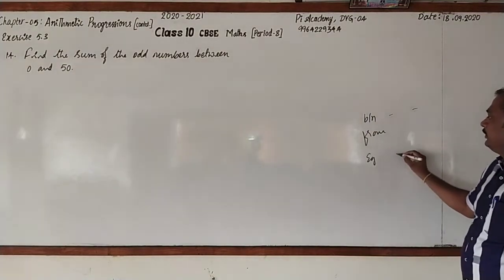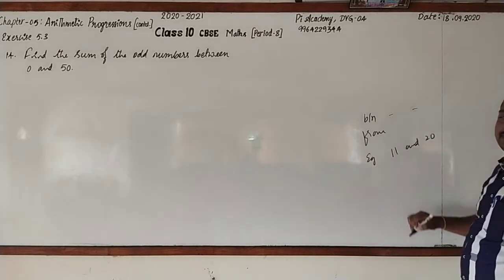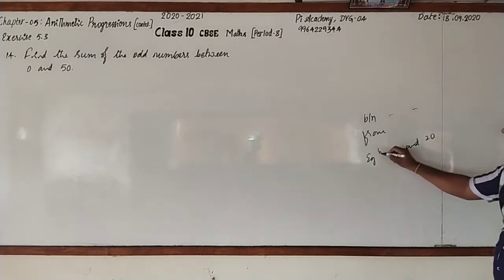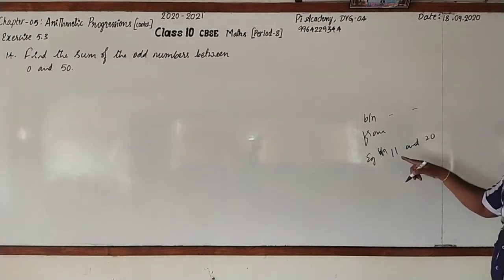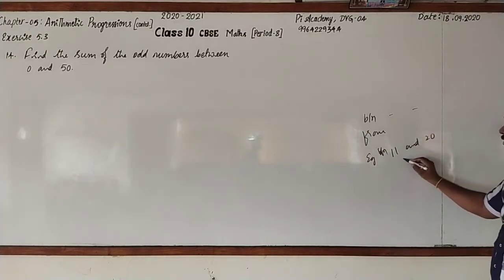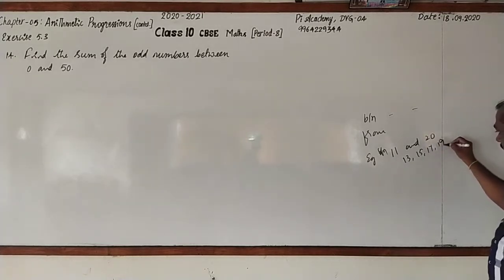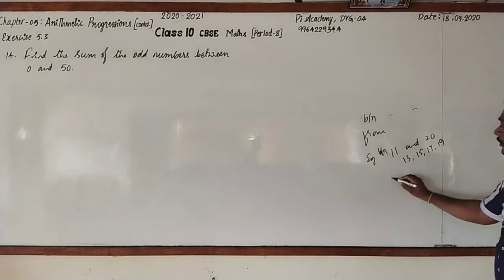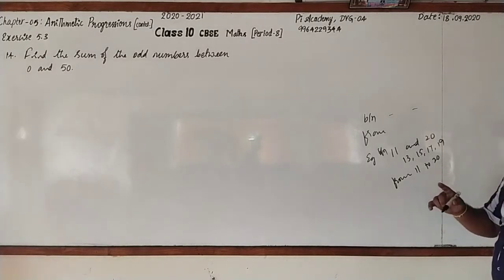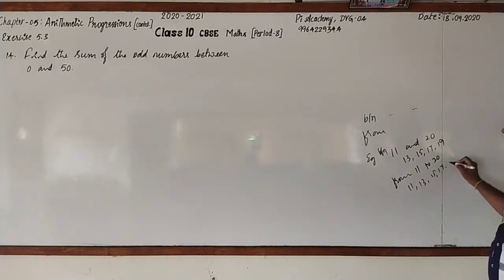Example, look here. If I ask you to write the odd numbers between 11 and 20, what will you write? Will you go for including 11? No, 11 should not be included because it is between. Excluding 11 and 20, whatever remaining are there should be considered, like 13, 15, 17 and 19. Is it not? If I ask you to write the odd numbers from 11 to 20, you should include 11 also. 11, 13, 15, 17, 19.